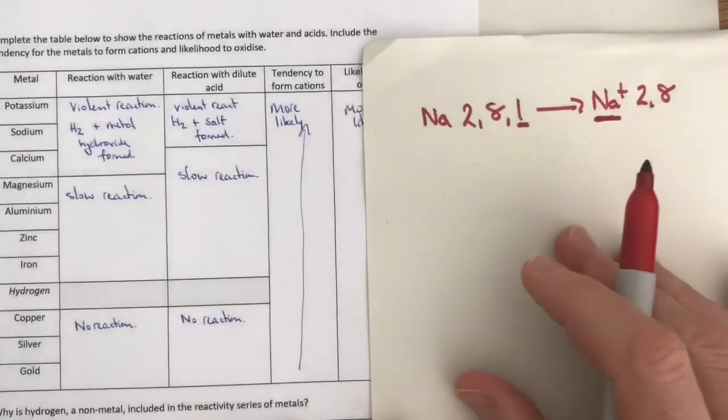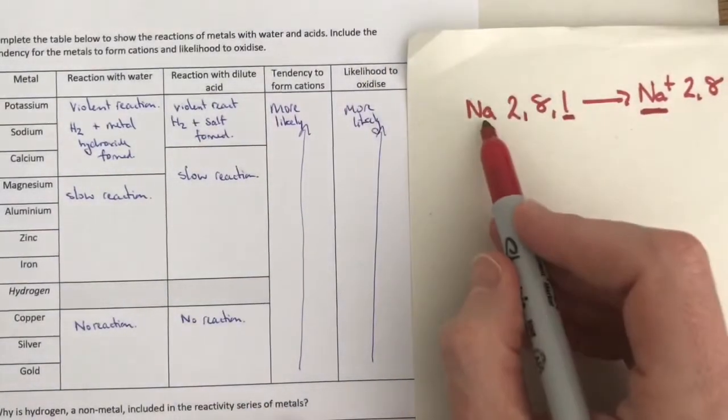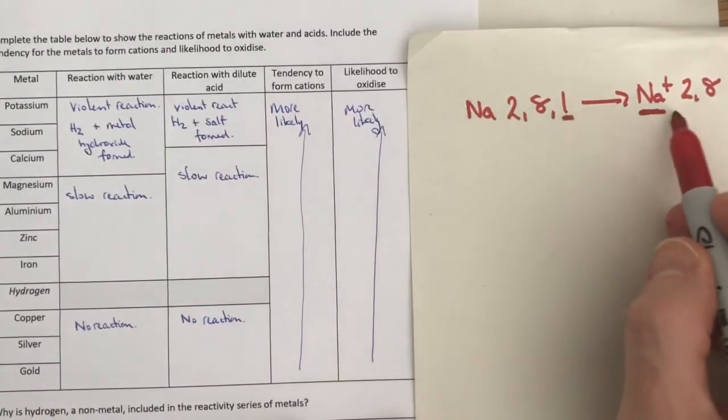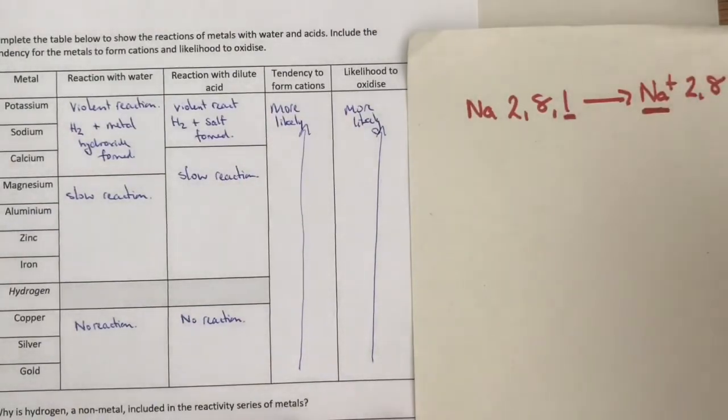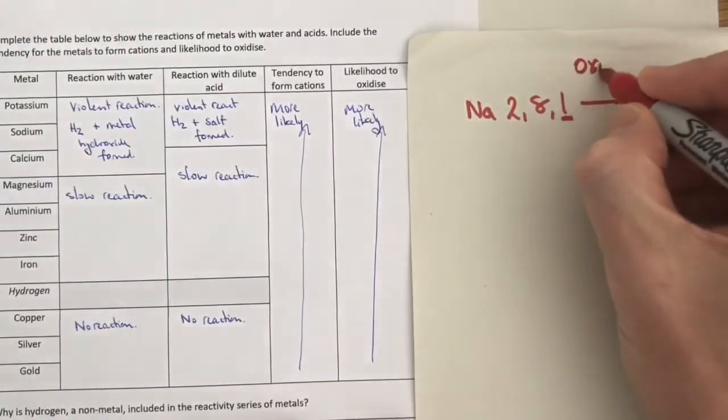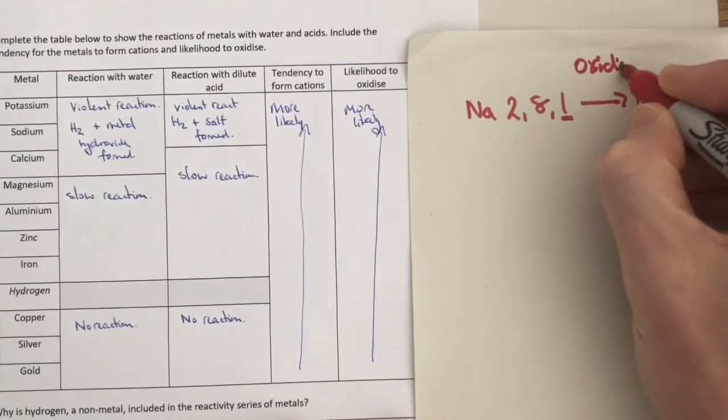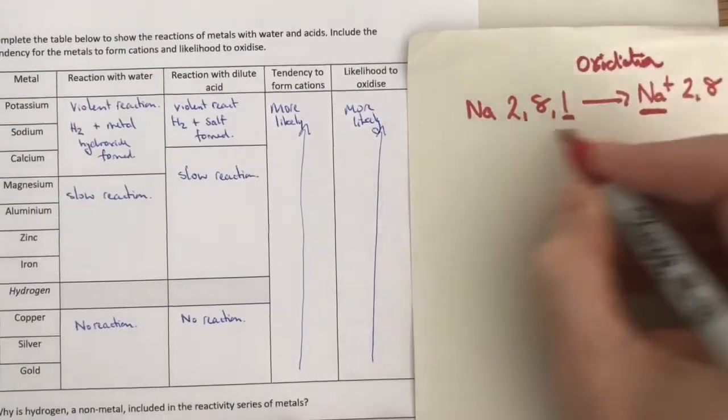Okay, so these metals at the top, where they are more reactive, are good at forming cations, positive ions, whereas as you come down, they're not as good at forming cations. And that's the same with this next column, because of the ability to lose this electron. Remember, oxidation is loss, so this is an oxidation reaction. It's being oxidized.